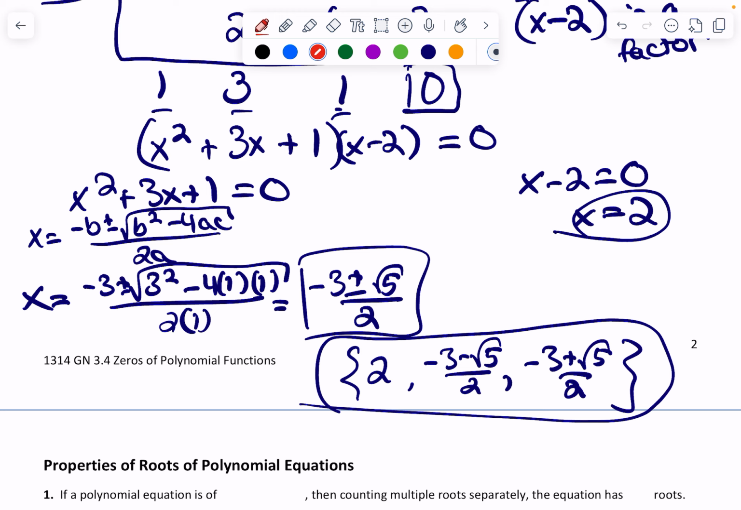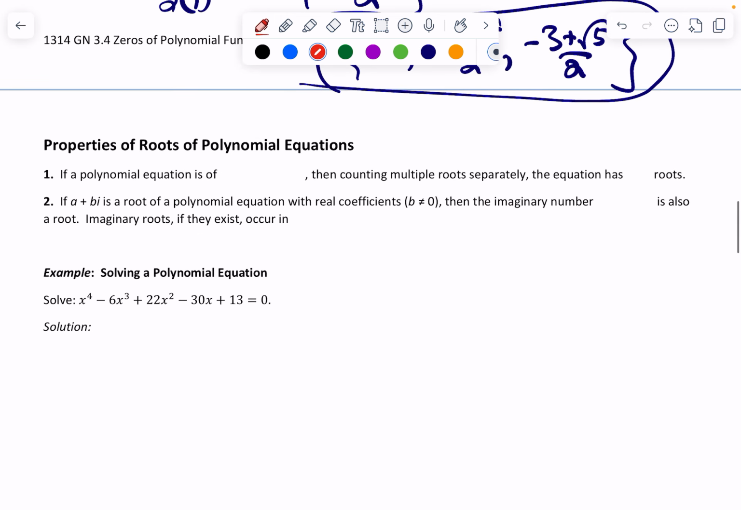Okay, next we're going to look at properties of roots of polynomial equations. So if a polynomial equation is of degree n, then counting multiple roots separately, the equation has n roots. Again, remember that the word roots is the same thing as solutions or zeros. So all of these go hand in hand.